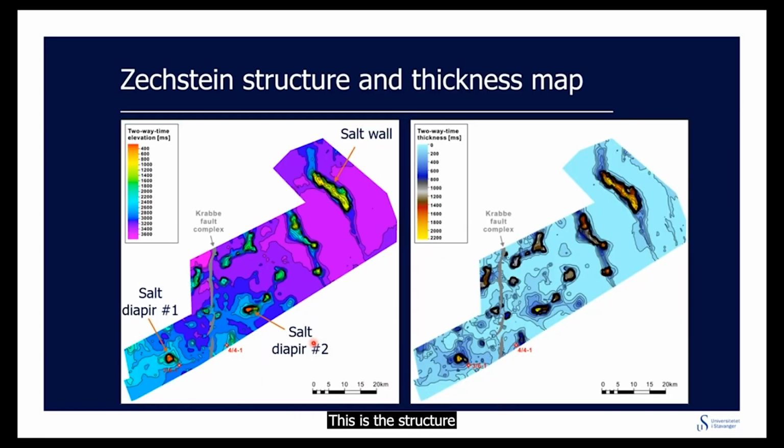This is the structural map of the top Zechstein group. And on the right, that's the thickness map. In this structure and thickness map, you can see this study area includes 2 salt diapirs, which I name salt diapir number 1 and number 2. And there's also a big salt wall interpreted in the northeastern part of the study area.